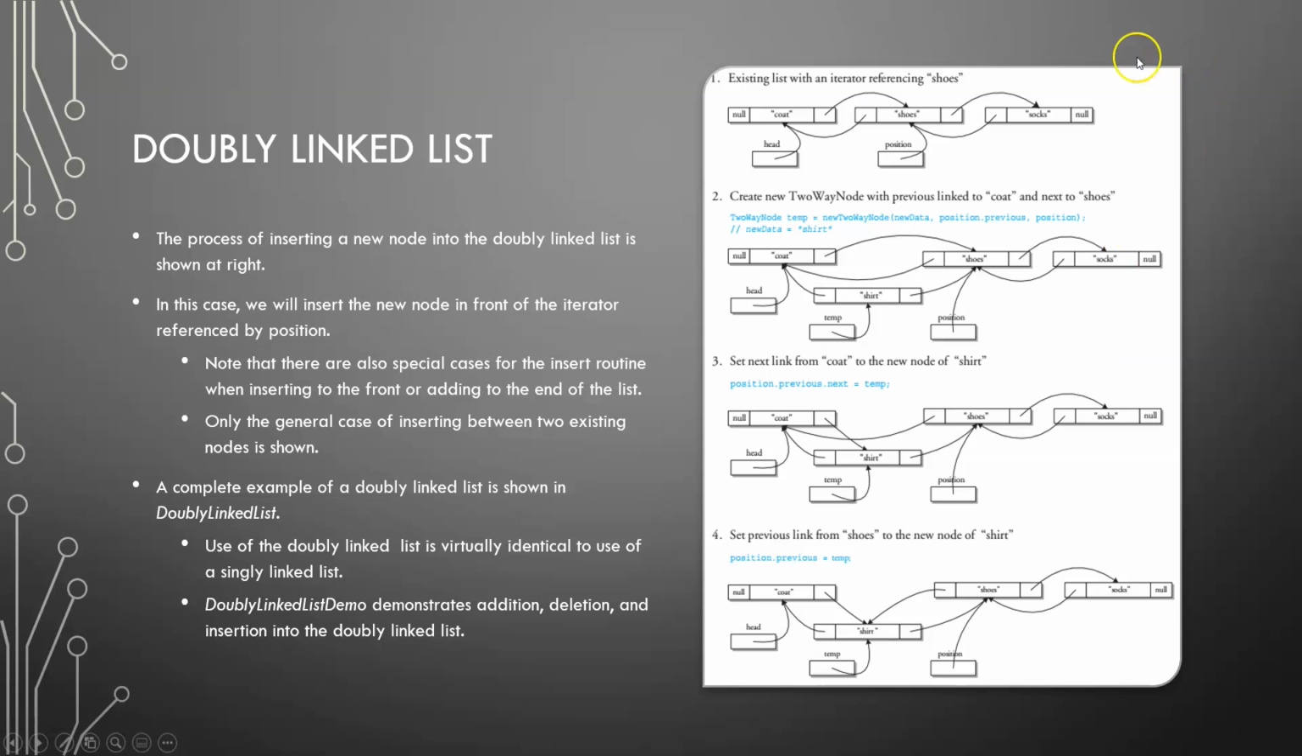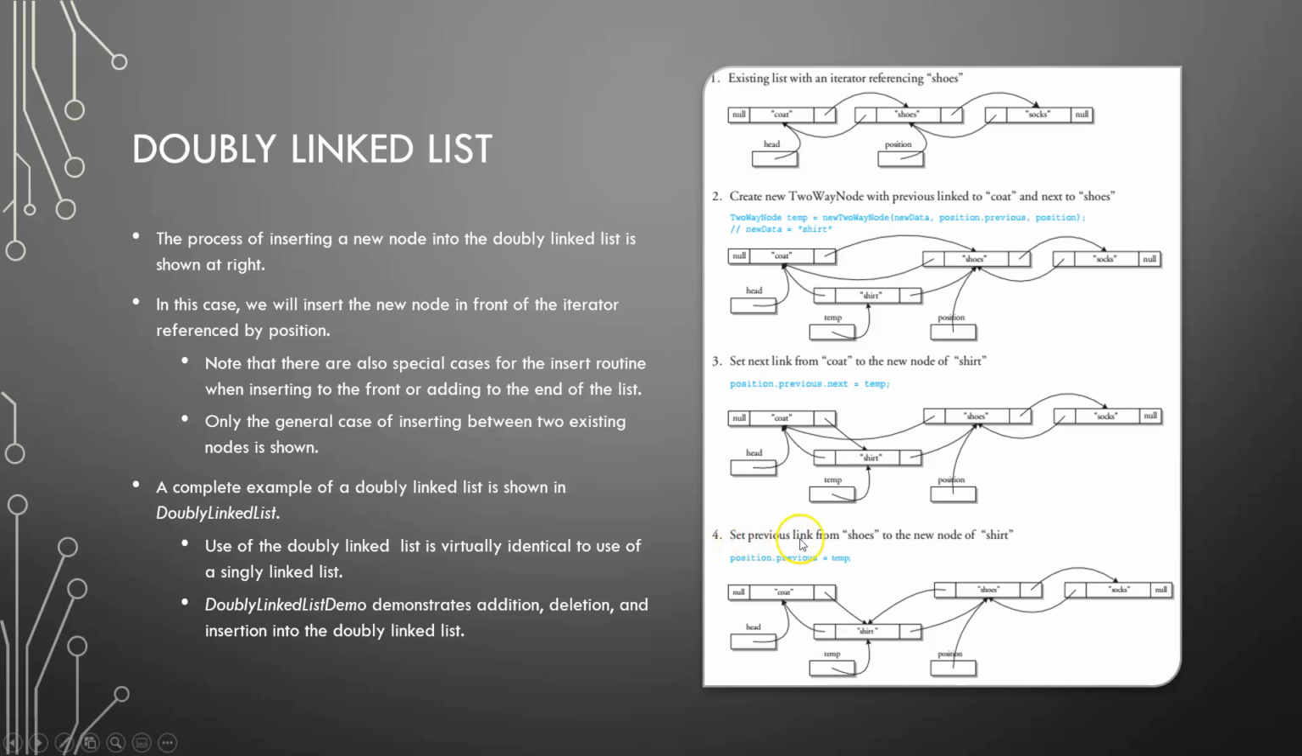So here, of course, if we look at our diagram, here's our existing list. We're going to create a new two-way node with a previous link to coat and next to shoes. So here we go. Two-way temp node, temp equals new two-way node, new data, position.previous, position. You'll notice that we're adding in shirt. Shirt, of course, is referenced right here. I'm going to set the next link from coat to the new node of shirt. Position.previous.next equals temp. Boom.